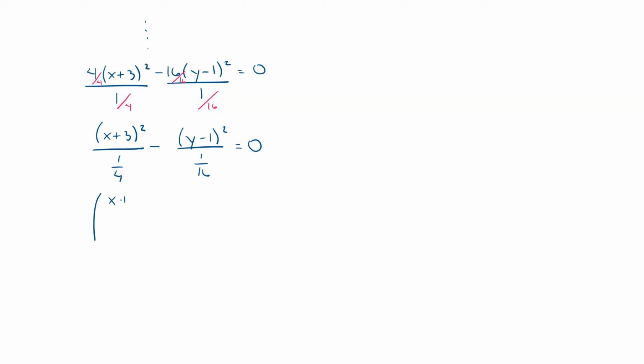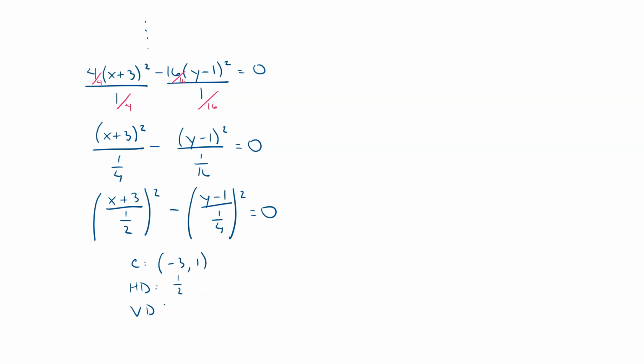Drop parentheses all the way down. We get (x plus 3) over 1/2, squared, minus (y minus 1) over 1/4, squared, equals 0. So our center would be -3, 1. Our horizontal displacement would be 1/2, and our vertical displacement would be 1/4.